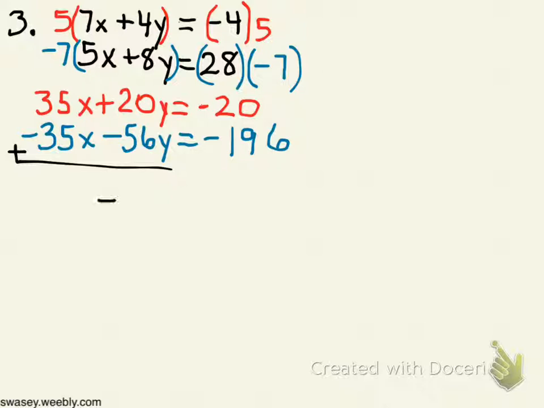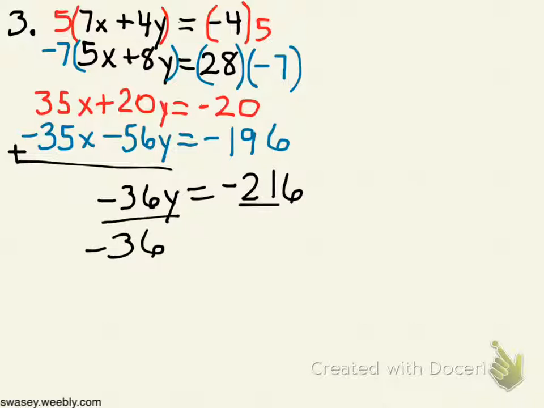Add your equations together, we get negative 36y equals negative 216. And then divide by 36 on each side, or negative 36. And so y equals positive 8. Or positive 3, sorry. Excuse me, positive 6. All right, so we got y equal to 6.